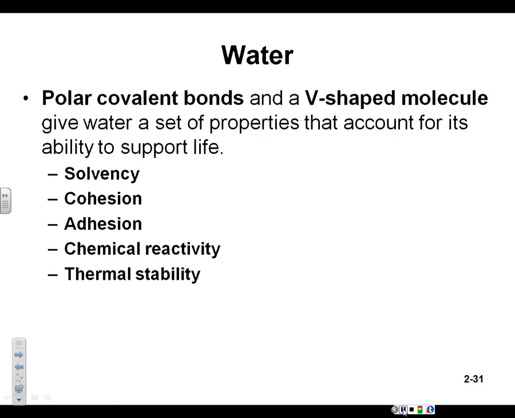Alright. Solvency, cohesive, adhesive, thermal stability, and chemical reactivity. So all of these are properties of what? Water. All right. They said water is considered to be a universal solvent. What's the difference between a solvent and a solute?